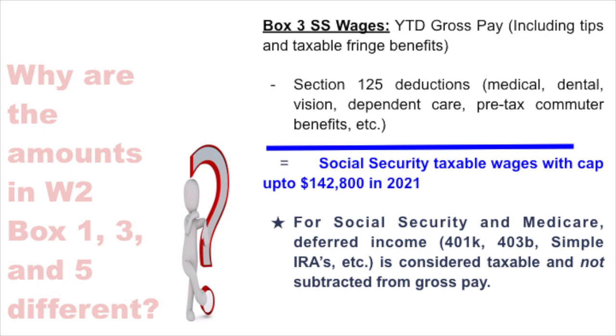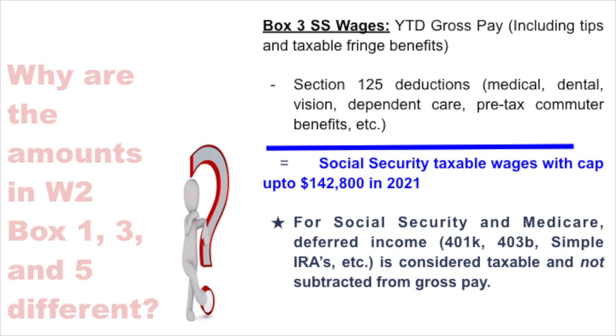And this is how you will reconcile the box 3 wages with year-to-date earnings on the final pay stub of the year. You will take the year-to-date gross pay and subtract all the Section 125 deductions: your medical, dental, vision, dependent care, pre-tax commuter benefits, etc. And you will get the Social Security taxable wages. But as we know there is a cap on Social Security, so if you are earning more than $142,800 after subtracting the pre-tax deductions, then your box 3 will show only $142,800.